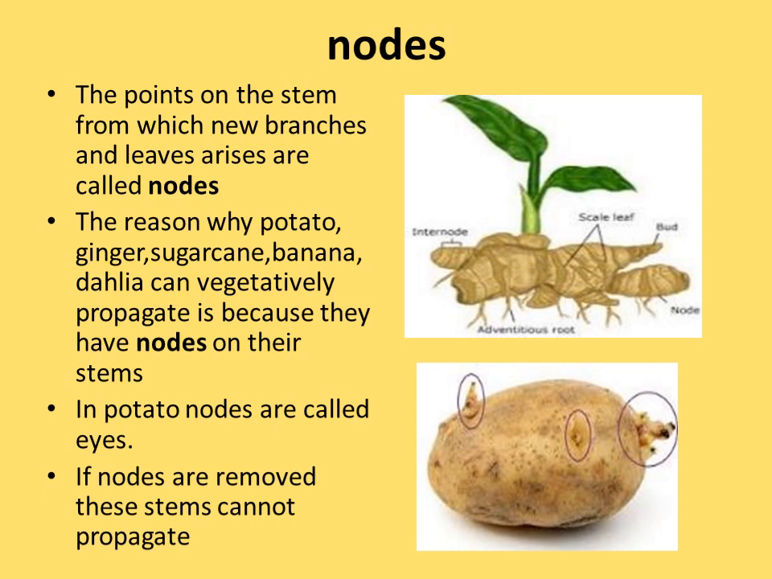Nodes are points on the stem from which branches and leaves arise. This is the reason why potato, ginger, sugarcane, banana, dahlia can vegetatively propagate. In the potato, these nodes are called eyes. You can see eyes from which new plantlets arise. Suppose if we were to remove the nodes from here, then the potato cannot be propagated.